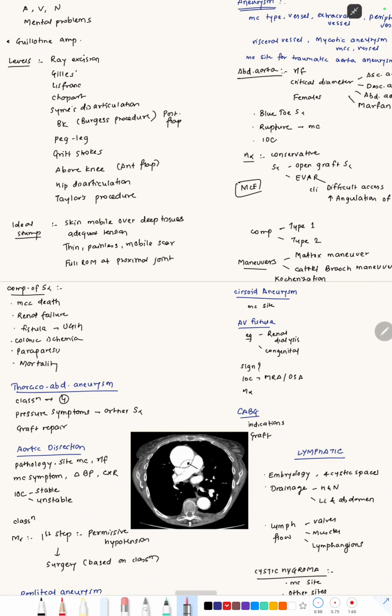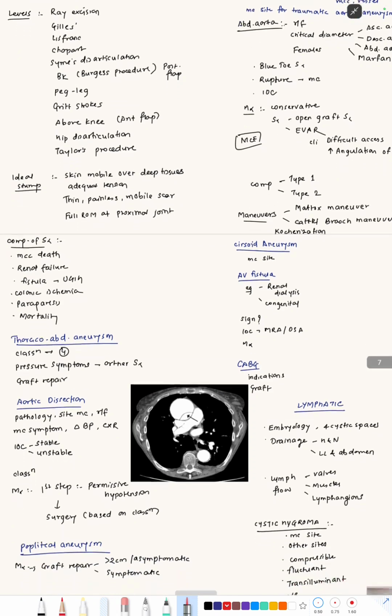Then below knee, it is called the Burgess procedure. Long posterior flap is used. Then peg leg, it is done 3 cm below the tibial tuberosity. And then the Gritti-Stokes. The Gritti-Stokes is done transcondylar at the level of tibial condyles. The patella is preserved. Then above knee amputation, long anterior flap is done. Stump length of minimum 20 cm is kept. Then hip disarticulation. And then the next is the Taylor's procedure where hemipelvectomy is done. So these are the different levels of amputation of the lower limb.